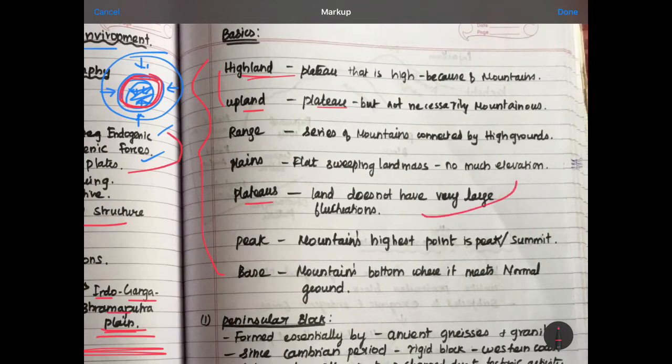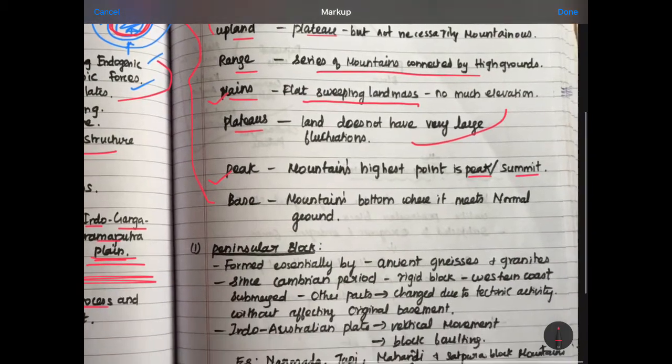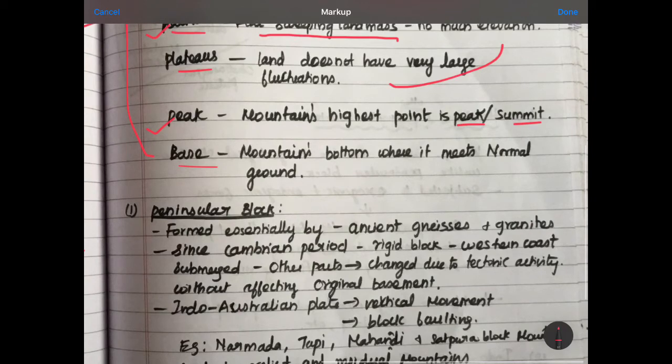Now let us see what a range is. A range is a series of mountains that are connected by high grounds. Sorry, that is range. And what are plains? Plains are flat sweeping landmasses, which means no elevation is noted. They are mainly formed by rivers. And what is a peak? A peak is the mountain's highest point, also called the summit. And the base is the mountain's bottom where it meets normal ground.